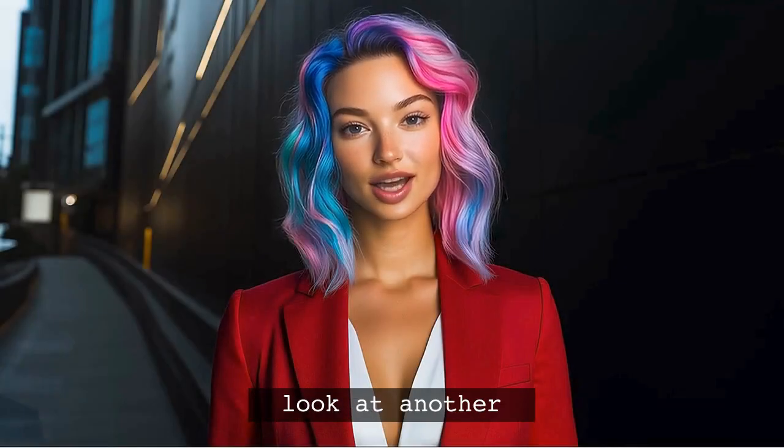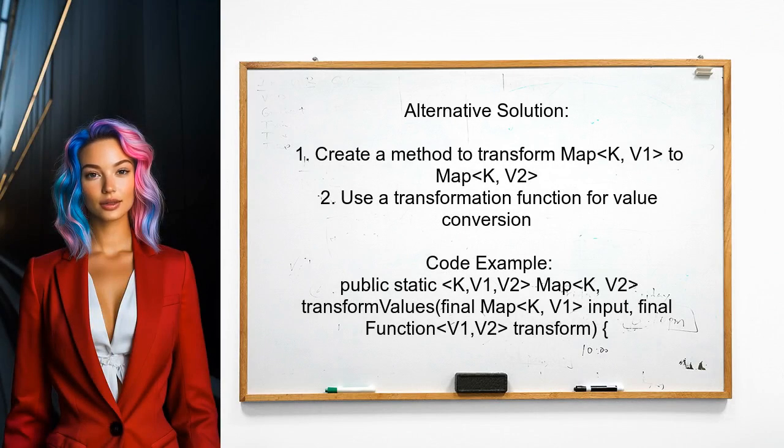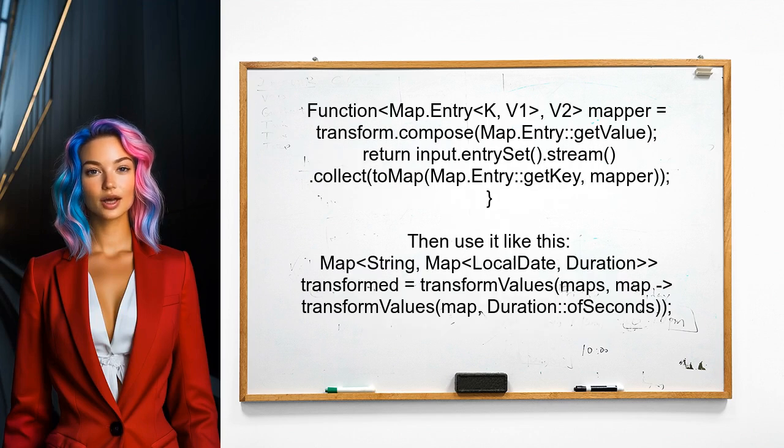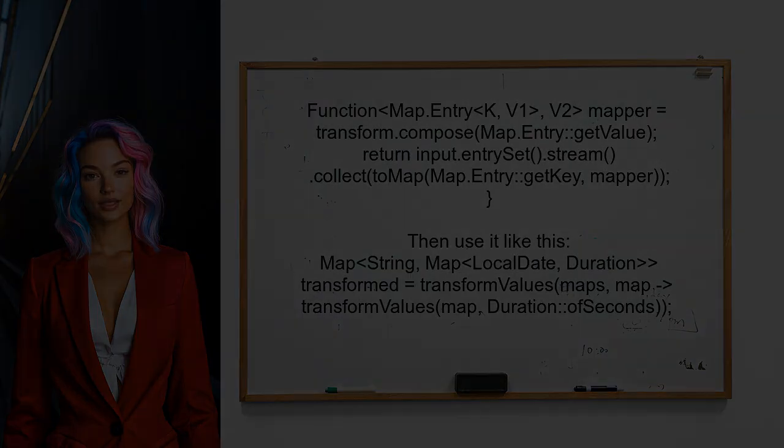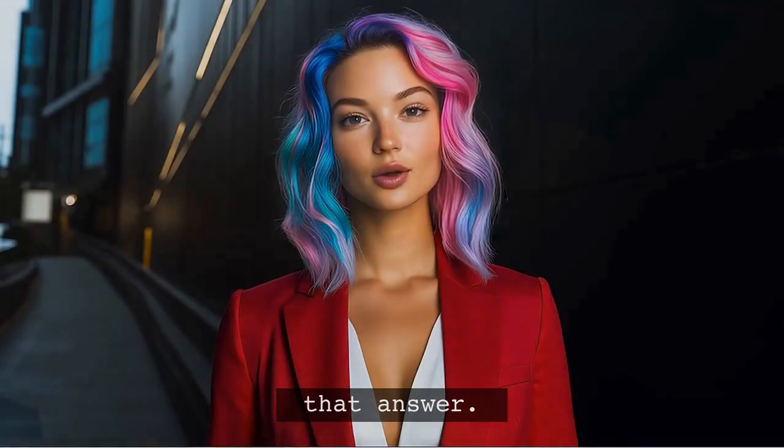Let's take a look at another one. An alternative approach suggested by a user involves creating a method to transform a map of values. This method takes a map and a transformation function, allowing you to convert values from one type to another. The user demonstrates this by transforming a map of maps, where the inner values are converted from integers to Durations. That wraps up that answer.